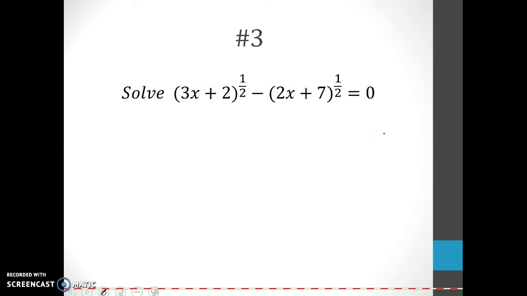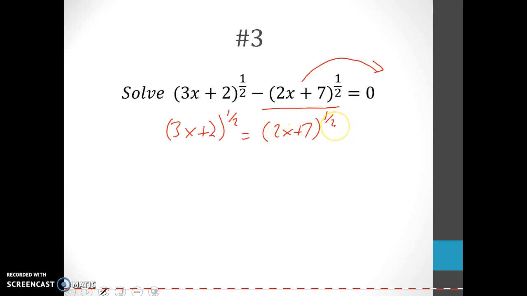Let's move on. Take a look at number 3. What I'm going to do on this to make it a little bit easier on myself is move this entire expression to the other side of the equation. So that means on the left I'm going to have 3x plus 2 to the 1/2 power. That's going to equal, if I add this to the other side, 2x plus 7 to the 1/2 power. Since they're both to the 1/2 power, I'm going to take both sides and square both sides.